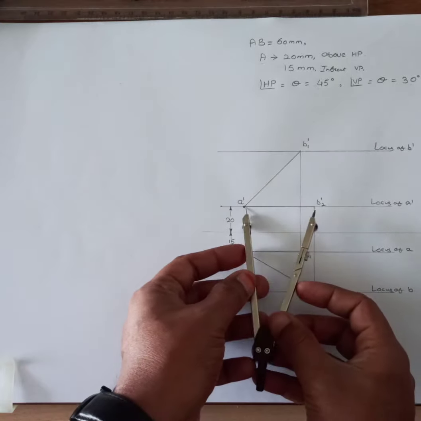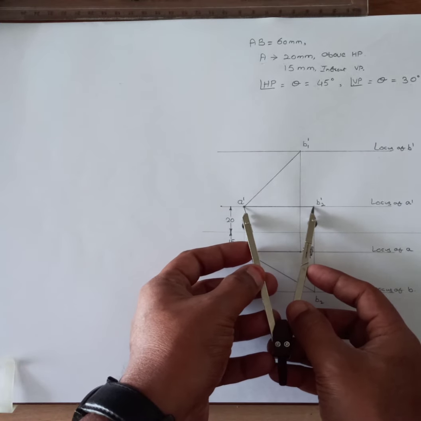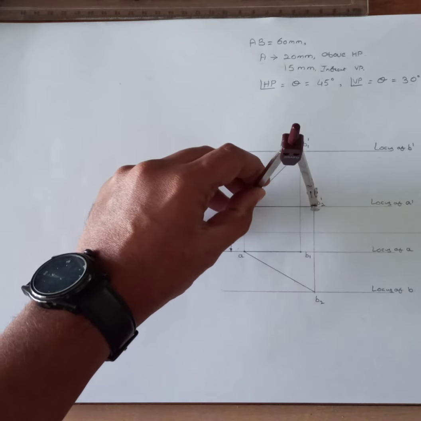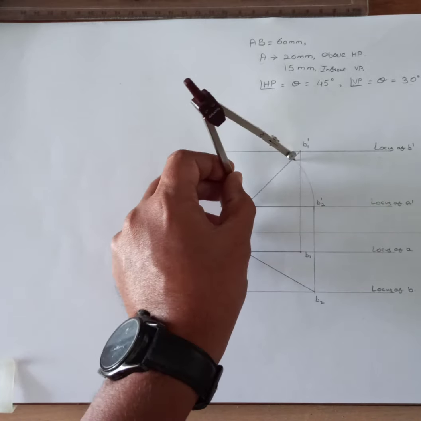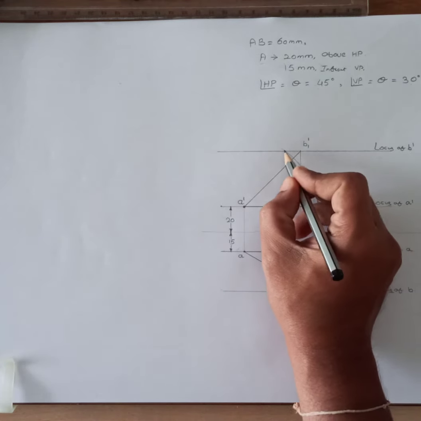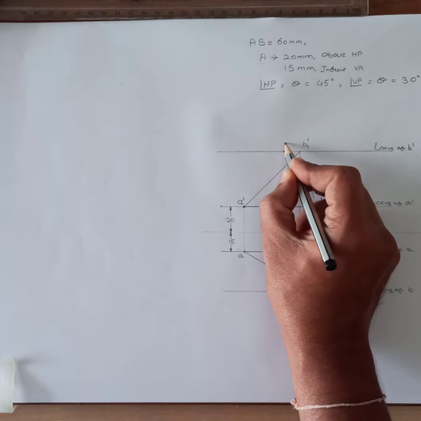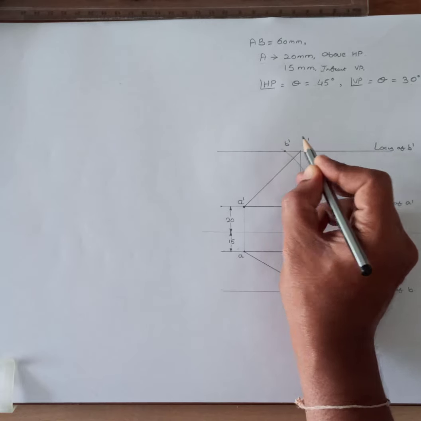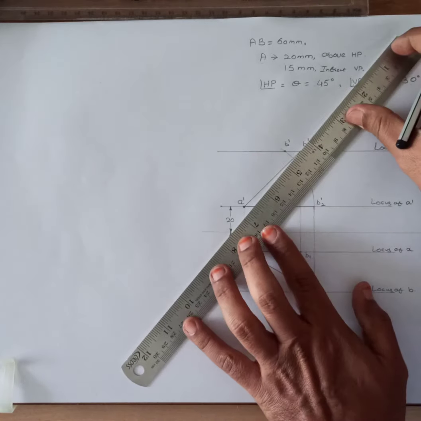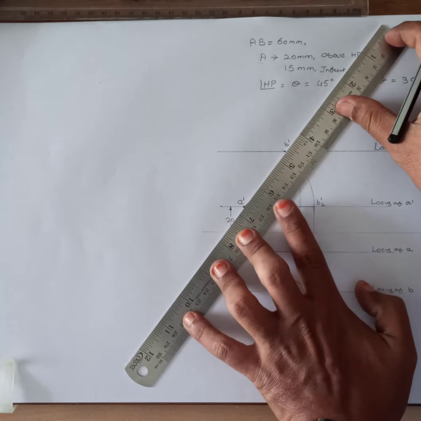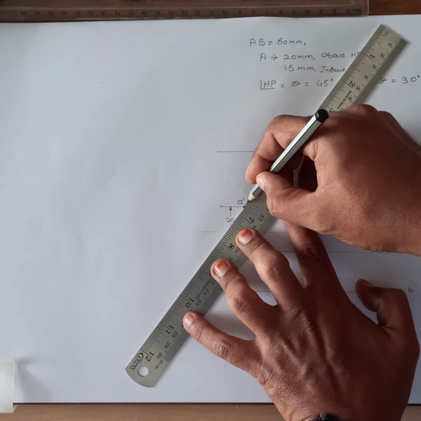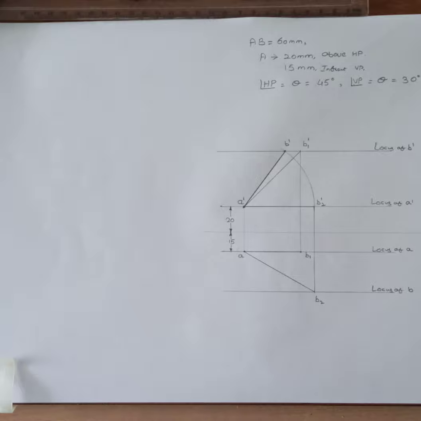For that, first take A dash B2 dash as radius and the center will be A dash. Now, from the point B2 dash, draw an arc to the locus B dash. The intersection of the arc and the locus B dash is marked as B dash. Now, connect the point A dash with B dash. So, the line A dash B dash will be the final front view of the given line.